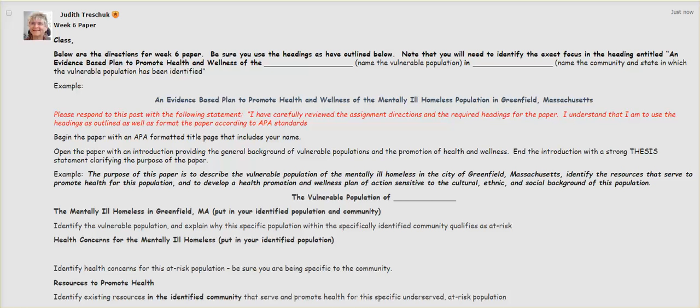So you identify your vulnerable population, be sure I have approved it, and you identify the specific geographic community, meaning the city and the state in which you are looking at that population. If it's a very large city, sometimes it isn't the whole city that you're looking at. It might be a particular section of the city that you are interested in. On the other hand, if it's a very spread out rural area, you might be looking at a particular county where there is a special vulnerable population that you are giving consideration to.